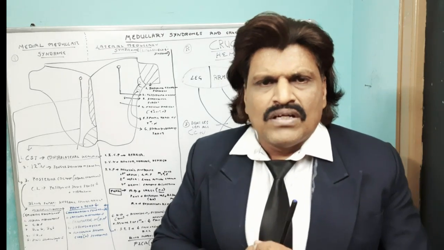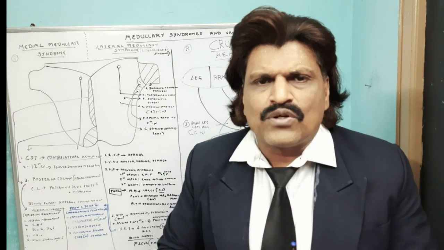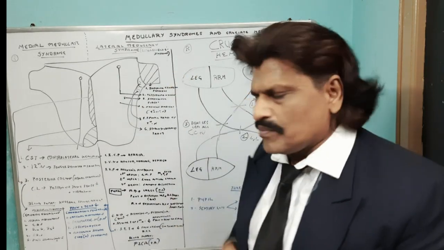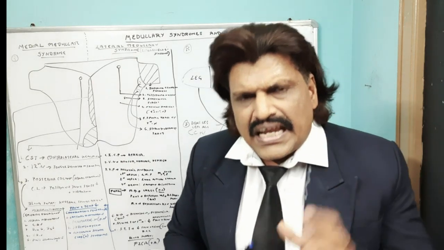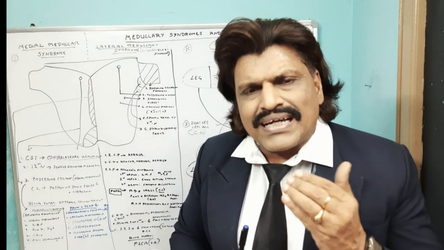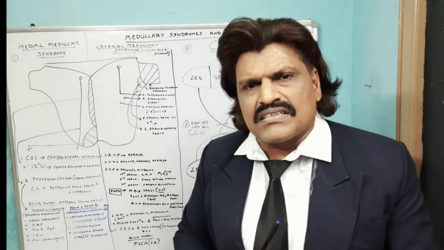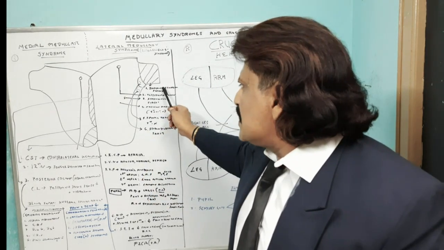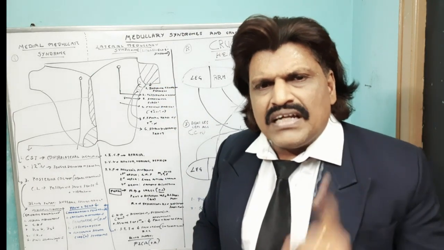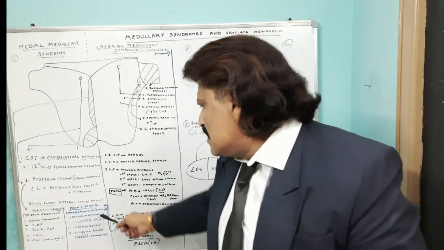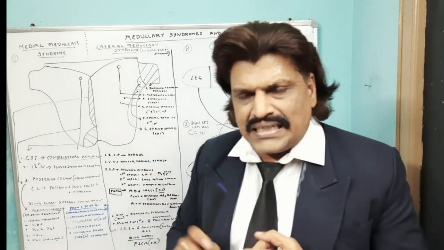Now let's come to the favorite question of the examiners, the lateral medullary syndrome and Wallenberg's syndrome. So what are the structures which are affected in the lateral medullary syndrome and what are all the clinical manifestations? Here there are 6 important structures in the lateral medulla. The first is the inferior cerebellar peduncle. So when the inferior cerebellar peduncle gets affected, the person will have ataxia.